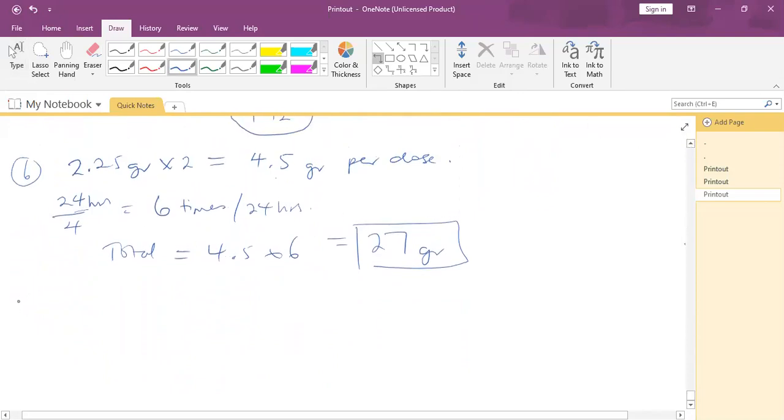Okay, number seven, that should also be easy to do. A dieter lost 2.4 pounds during the first week, 3.5 pounds the second week, 2.9 pounds the third week, and 3 pounds the fourth week. What's the dieter's average weekly weight loss? Which one? C.